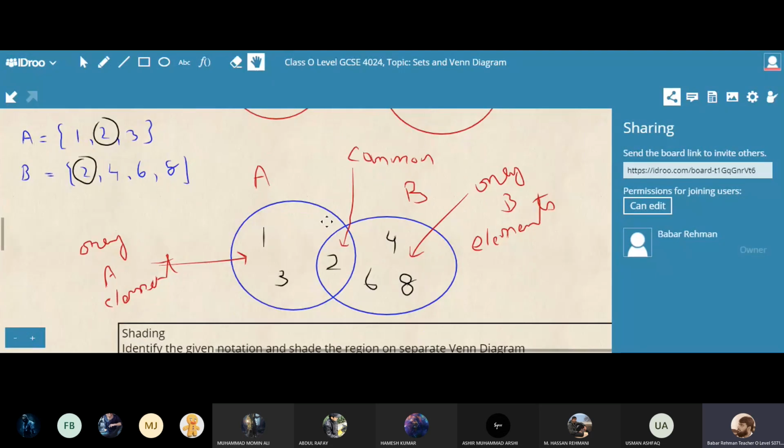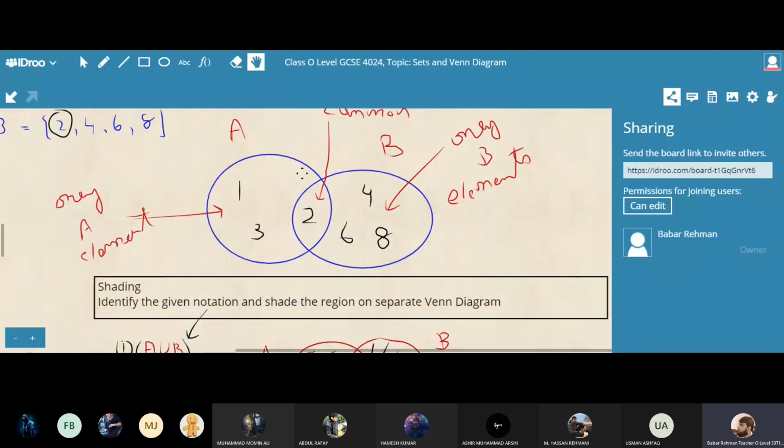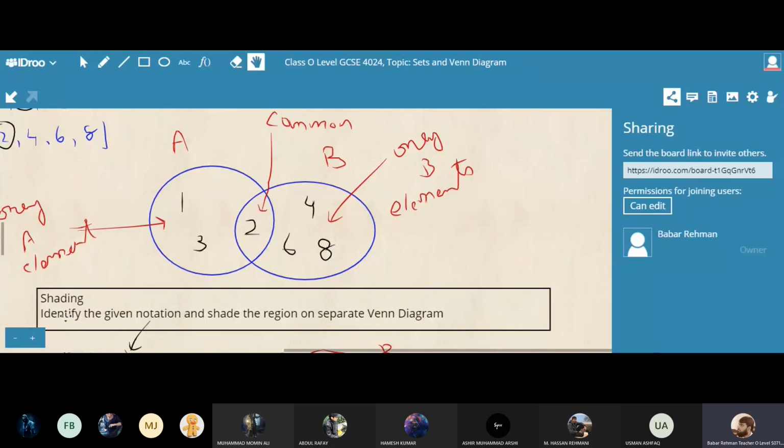Now we are starting shading. Put the heading in your notebook: Shading. Identify the given notation and shade the region on a separate Venn diagram. How can we draw on a separate diagram? Please put the heading.